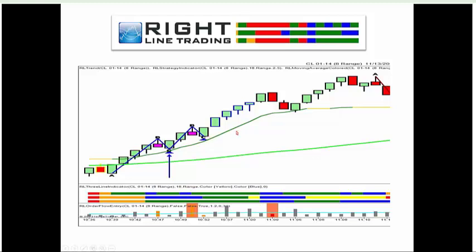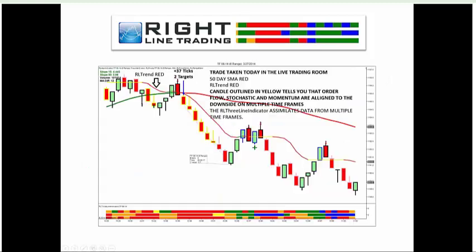Here's a break of the 50 and a break of the 15. This is a trade I took. It went 37 ticks. Just broke the 50, broke the 15. We were in one tick below, and down it went. When I scaled the trade, it was a 37 tick trade.